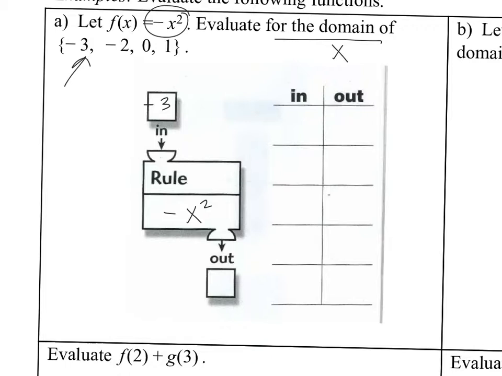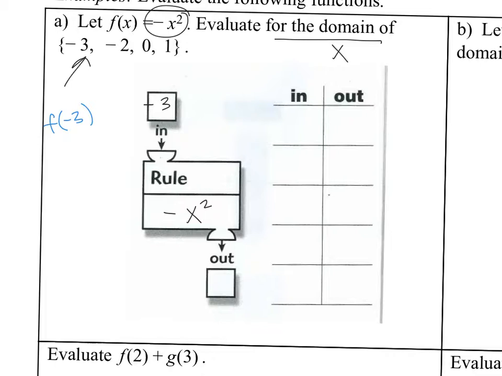f of -3. Oh, I should probably explain this notation. This means the same thing as y, or the output, but what you're going to do is you're going to plug in these numbers for x. So when you see an x, you're going to replace it with your input value. So this is going to be f of -3.